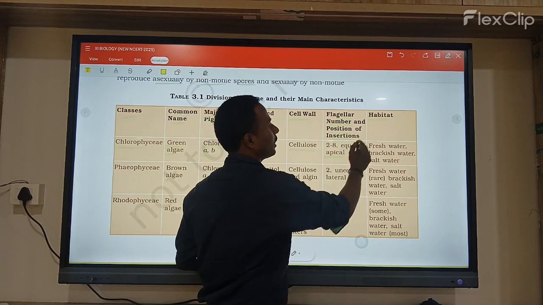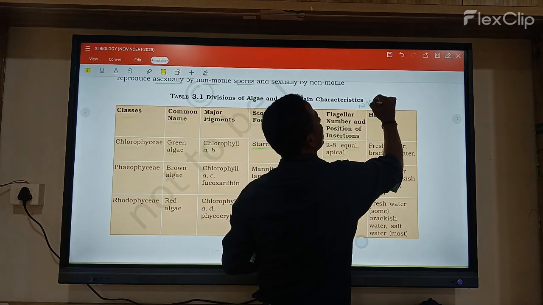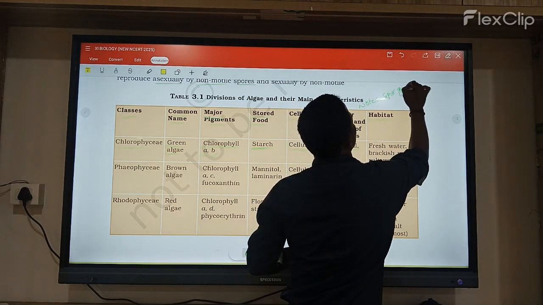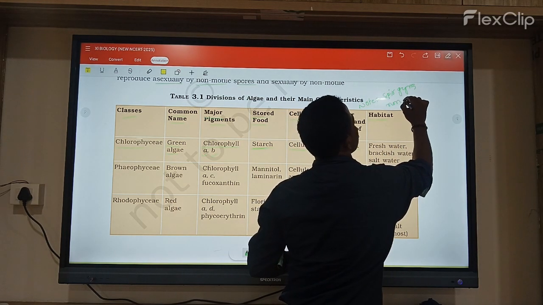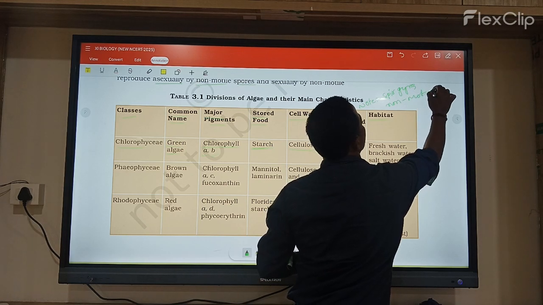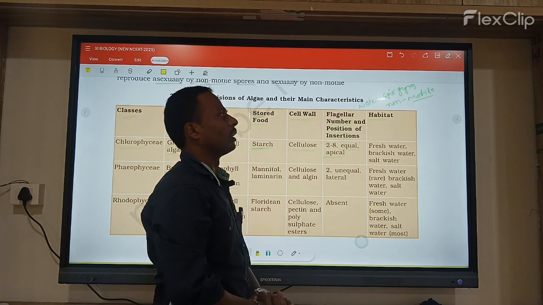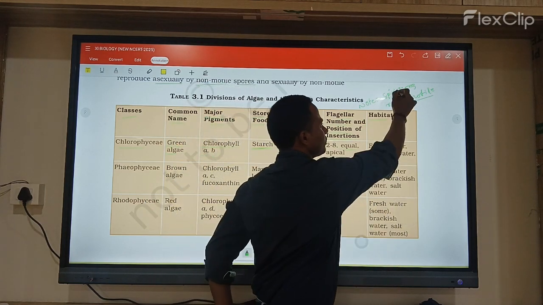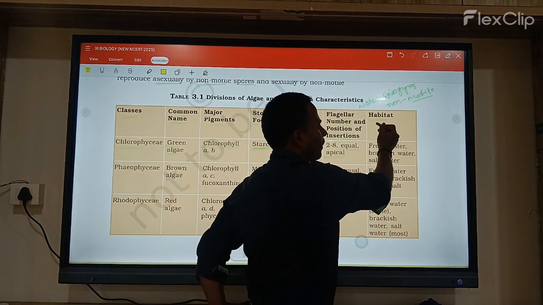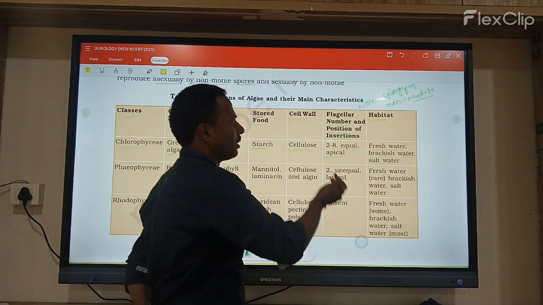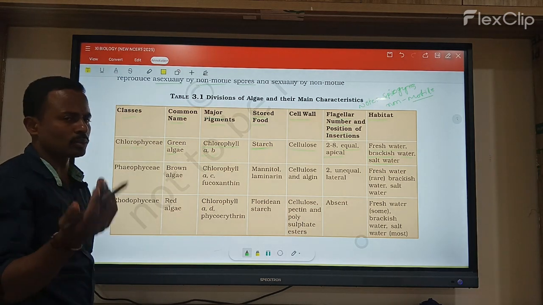That is non-motile. Here make a note: Spirogyra is non-motile, because they are completely absent of flagella. Okay, next, what is the habit? Fresh water, brackish water, and salt water: these Chlorophyceae members survive there.